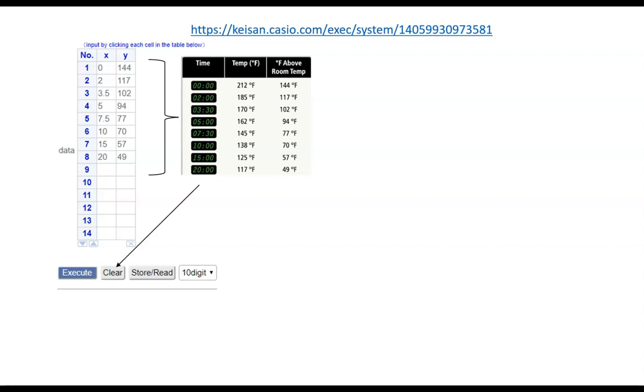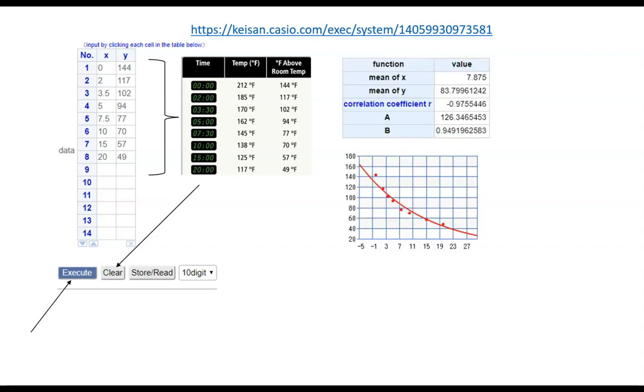Once you have the table filled in, then you want to hit the execute button. So hit execute, and then you get on the page a table that shows you some functions, and you get a rough graph, but you can see the graph is approaching 0. That's really our 68. What's important is the A and B values. Remember, our exponential function is y equals a times b to the x value. So there's our A and B values.